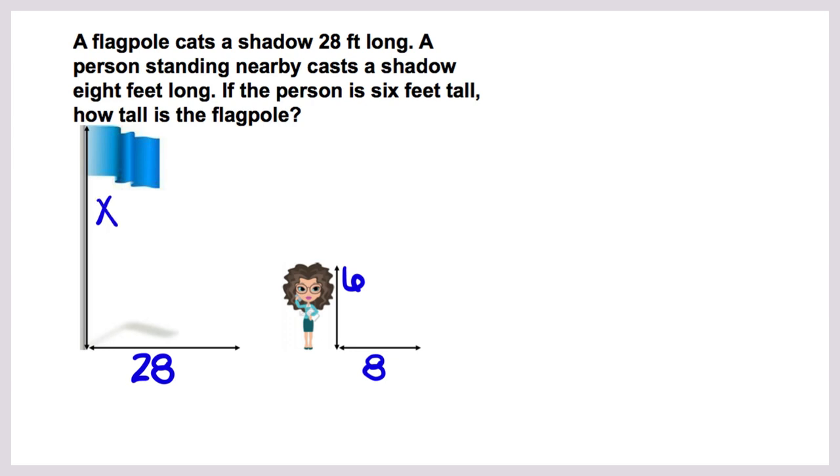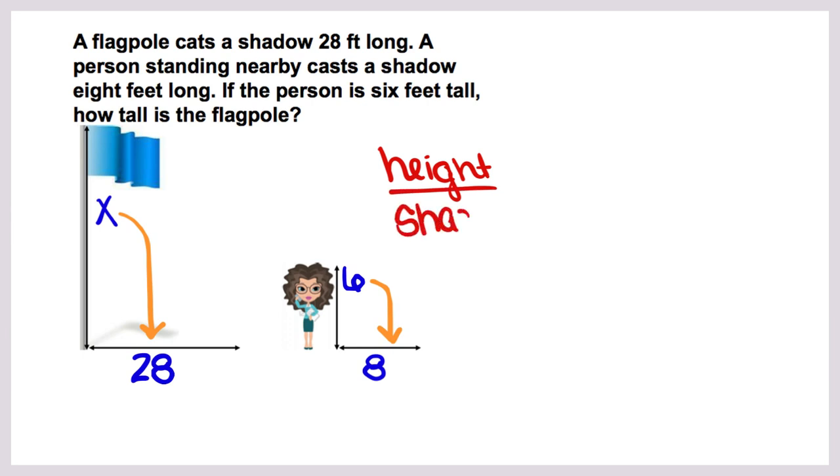Just like we've been doing all the other problems, if you take the height and put it over the shadow, so height over shadow, you're going to end up with another proportion. So you can still keep with your words, height over shadow. We start with the flagpole. The flagpole's height is unknown. Its shadow is 28. The woman's height is 6. Her shadow is 8. And then we're back to something that we're going to be able to cross multiply.